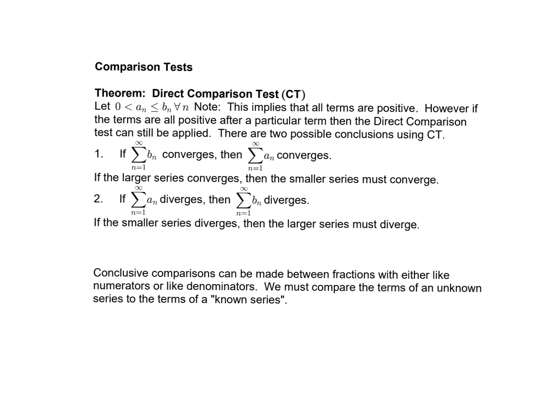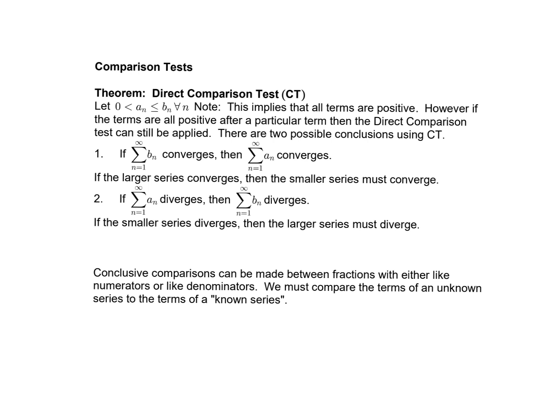First, we're going to be talking about the direct comparison test. This provides a way of deducing the convergence or divergence of an infinite series or an improper integral. All terms are going to be positive. However, if the terms are all positive after a particular term, then the direct comparison test can still be applied. And there's two possible conclusions using this comparison test.